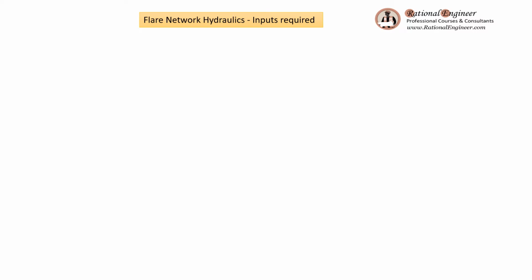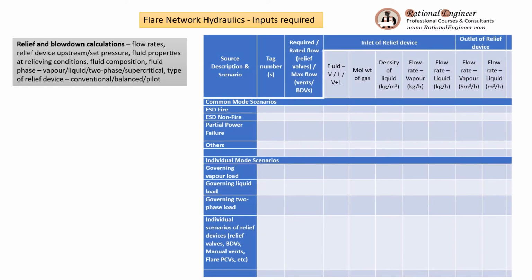Let's look at the inputs required for flare network hydraulics. The relief load and blowdown load estimation forms the main inputs for flare network hydraulics. This involves the estimation of the rated or required flow rates from the relief device, the type of fluid, whether it's single phase, two phase, or in the supercritical region, the type of relief devices, the properties of fluids, and most important, the flow rate of vapor and liquid at the device inlet and outlet.